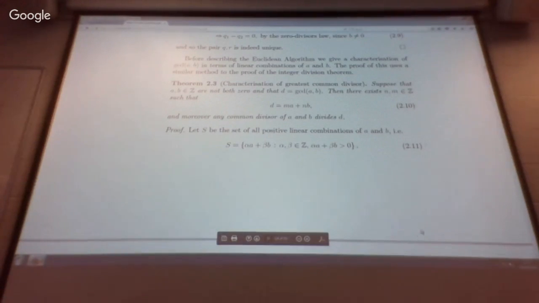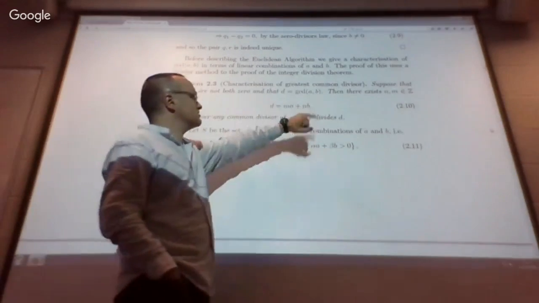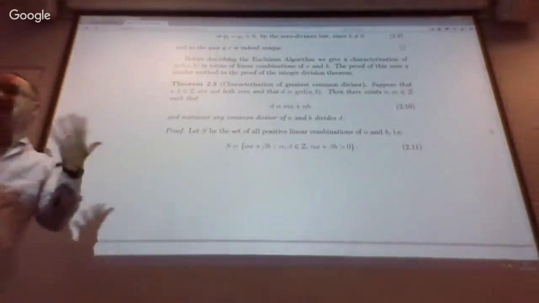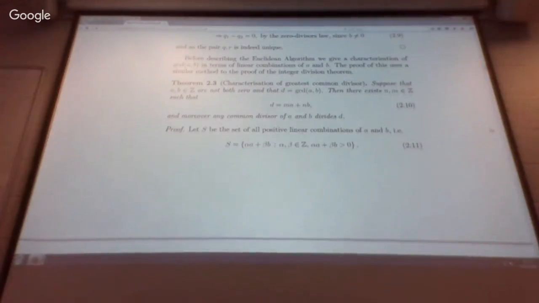What do we mean by a characterization of the greatest common divisor? Well, we've defined the greatest common divisor as the largest number that divides into both of the inputs, A and B. And that's well and good as far as it goes. But here is a very, very nice result that relates it algebraically or arithmetically to the inputs A and B. So this is very nice.